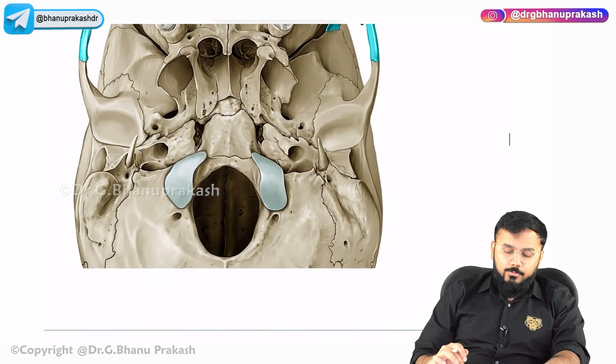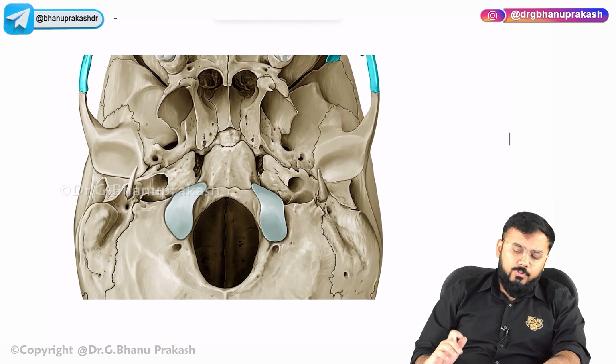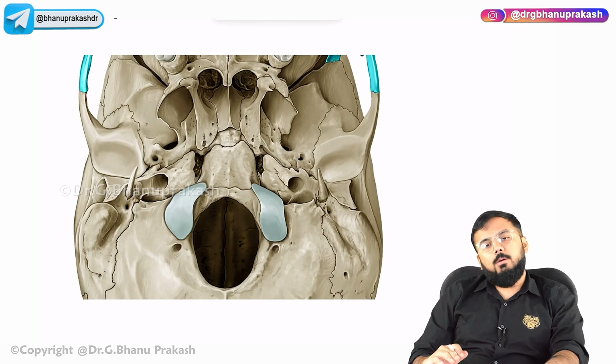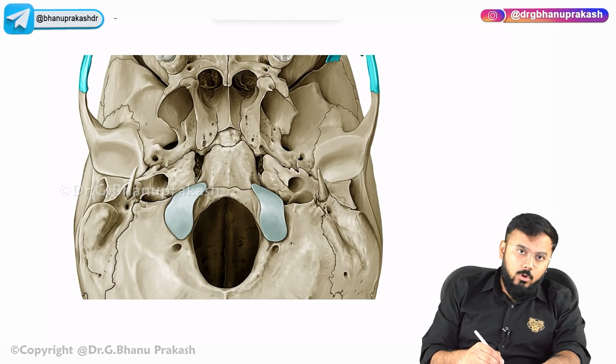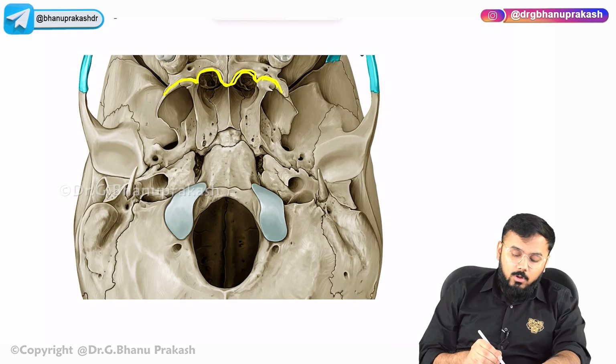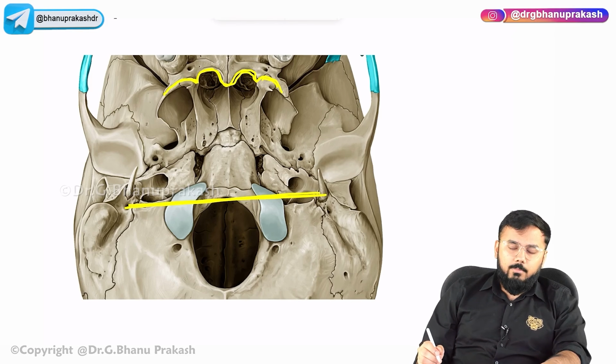Now all of you can look at this particular part. This is the middle part over here. So from where does the middle part start? The middle part starts basically from the posterior border of the hard palate. All of you can see here that this is your posterior border of hard palate, like this. From here all the way till the upper margin of foramen magnum. An imaginary line is drawn along the upper margin of foramen magnum. This part over here is called the middle part.